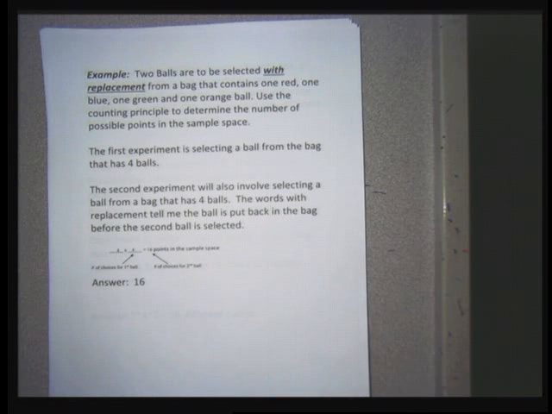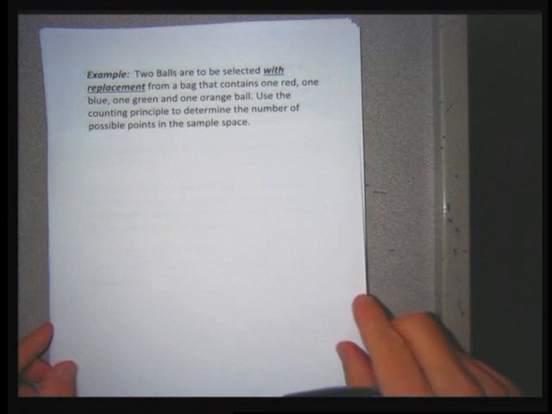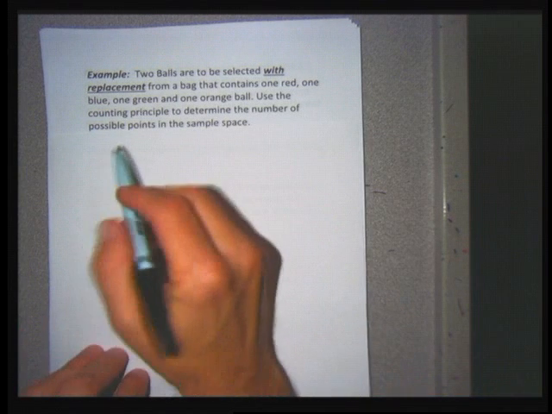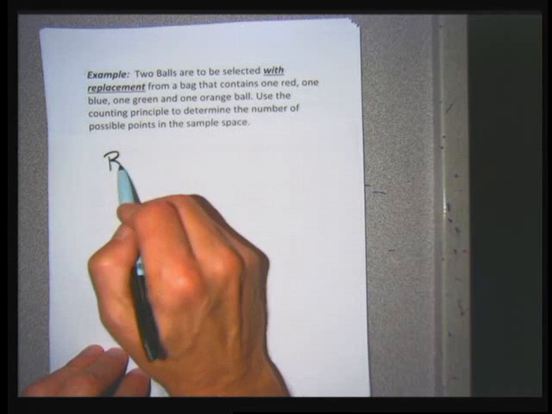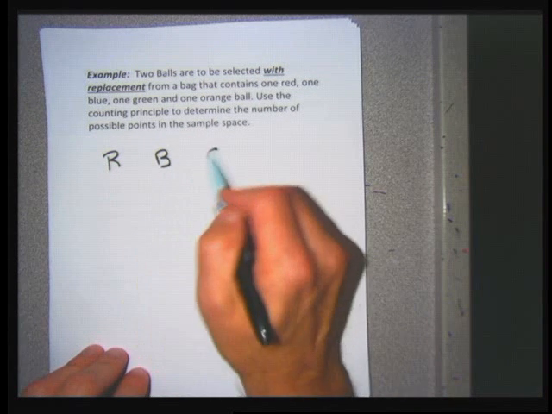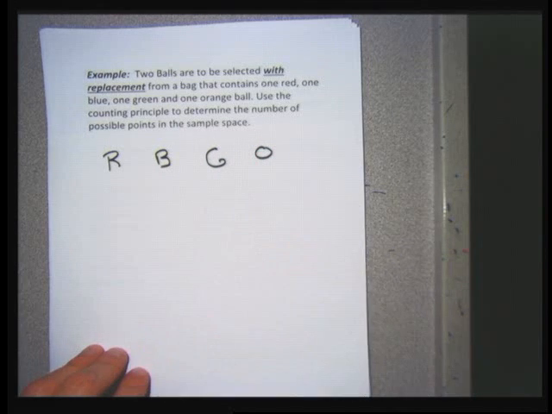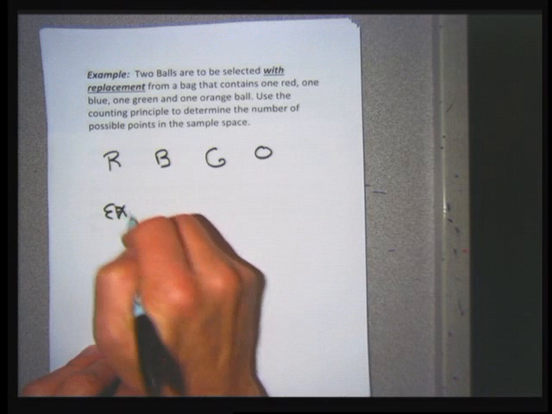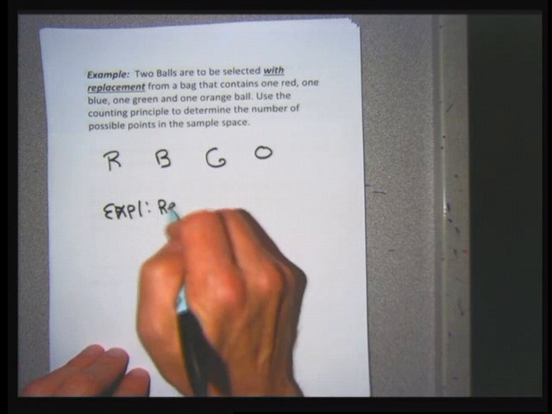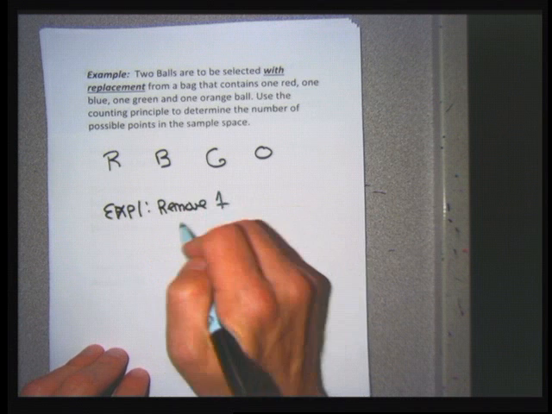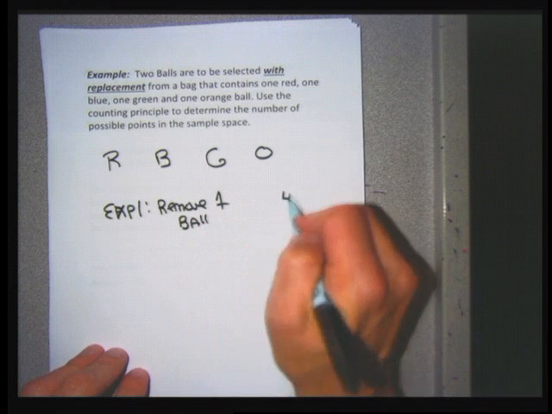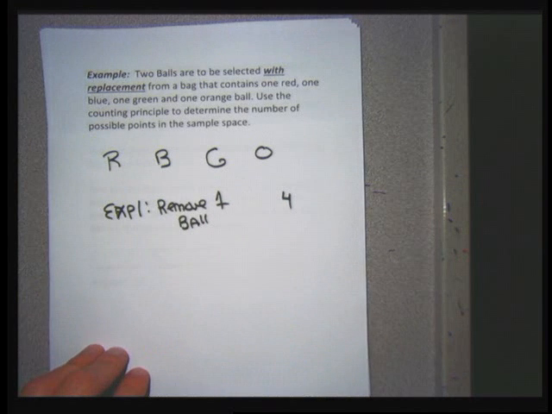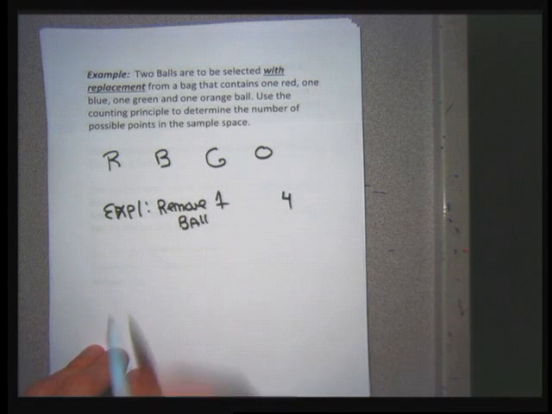Okay, same sort of question, but I changed one word. I changed the word without to with. So it's exactly the same. So we have this bag of balls, and it has one red, one blue, one green, and one orange. And I'm going to do 2 experiments. Experiment 1 is to remove one of the balls. And in this case, there's 4 things that can happen on experiment 1. I can pull out the red, the blue, the green, or the orange.